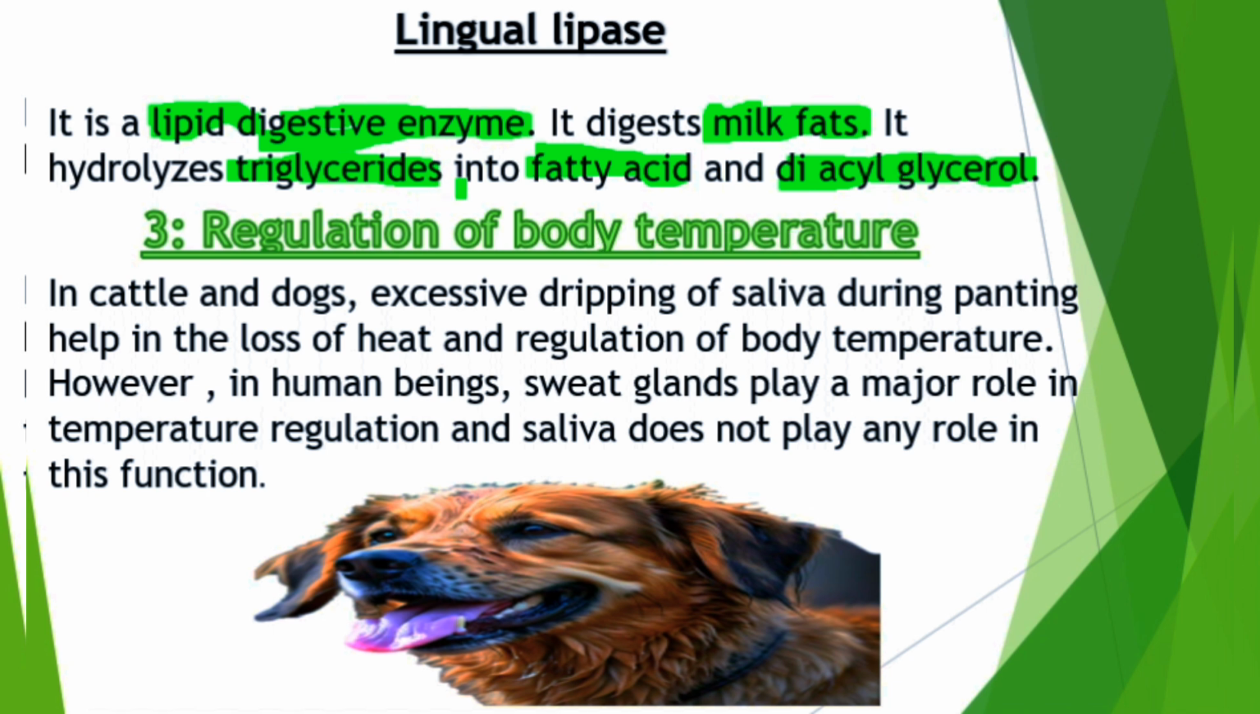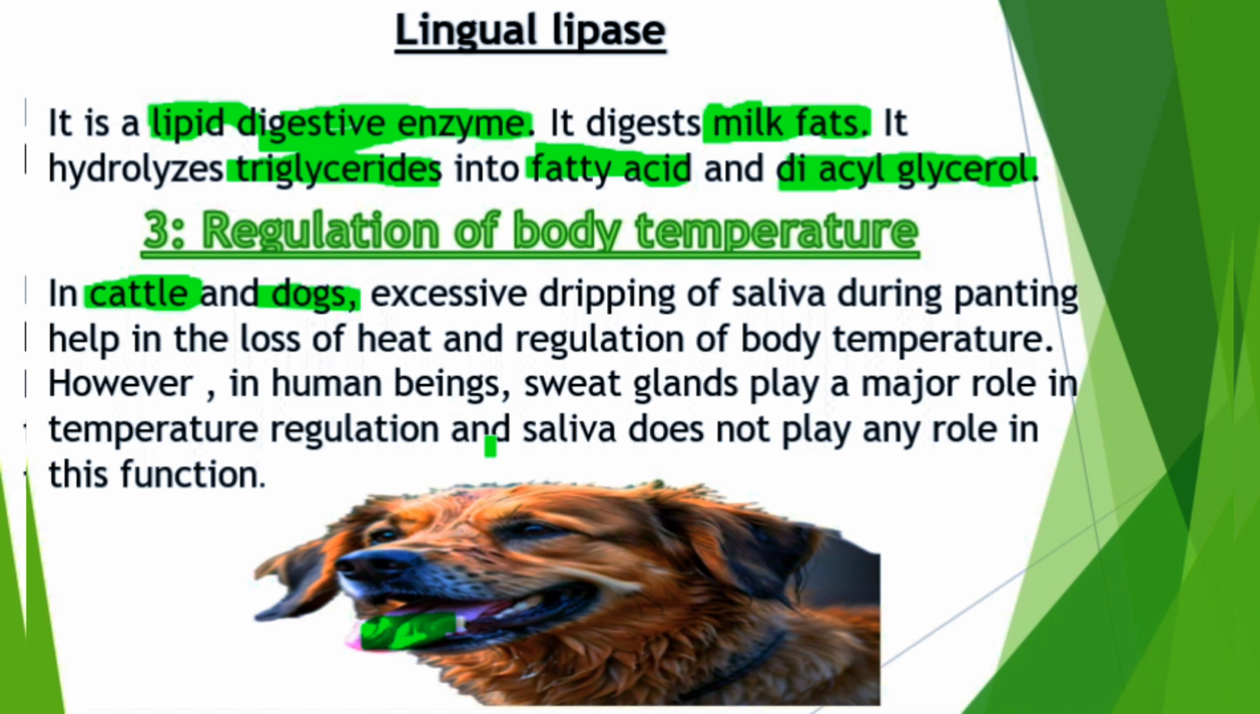The main function of saliva that we discuss in this chapter is the digestive function, but saliva performs many other functions in the body. The third one is regulation of body temperature. Saliva is also responsible for regulating, or maintaining, body temperature. Here, as you see in the figures, cattle and dogs come out with their tongues. Why do they often put out their tongues? They maintain their body temperature in this way.